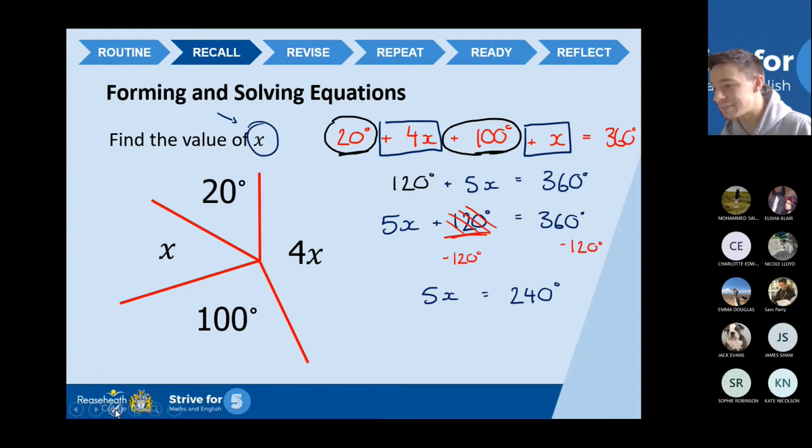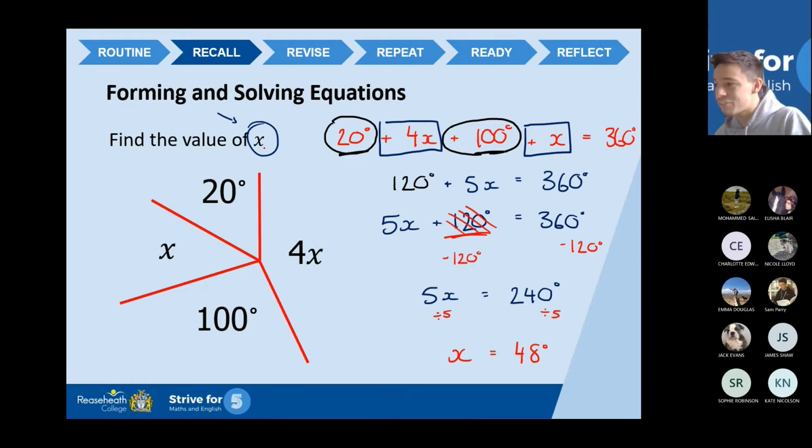Excellent, Lottie. Now, Lottie's seen the last little step. We've got 5x. That means x is being times by 5. When we solve an equation, we do the opposite. So we divide by 5 this time. And once again, we do it to both sides. So on the left-hand side, we're going to be left with just x. And then 240 divided by 5 gives me 48 degrees.